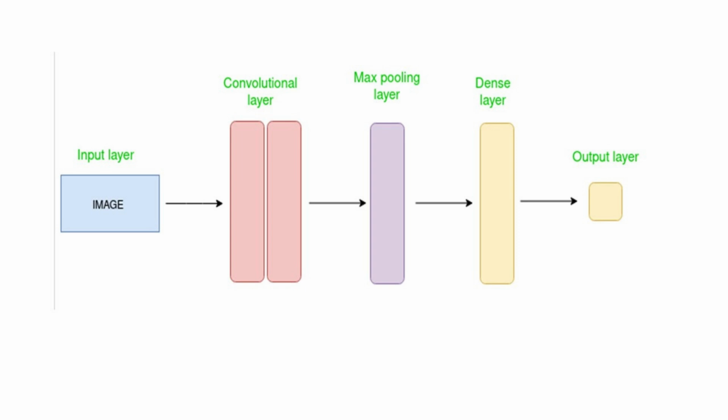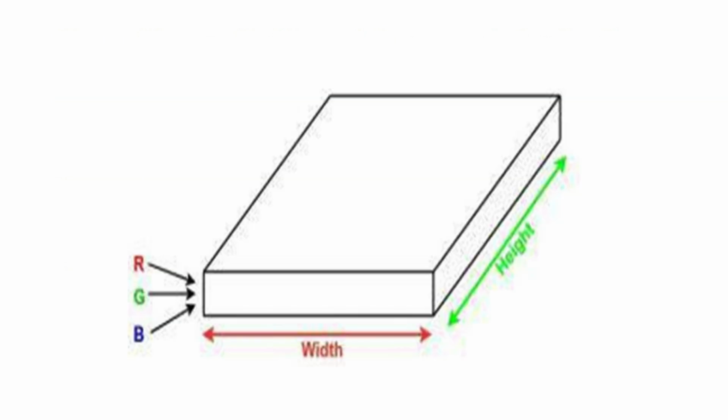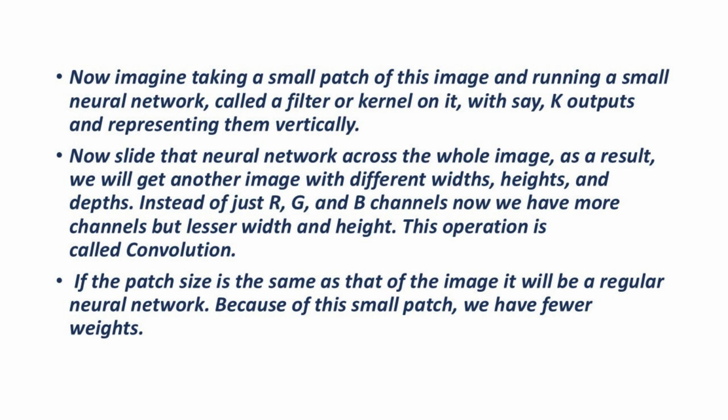How convolution works. An image can be seen as a block with width, height, and depth. Depth represents color channels. CNN uses small filters called kernels. These filters move across the image. At each step, the filter extracts important features. This process is called convolution. Because filters are small, CNN uses fewer parameters and works efficiently.